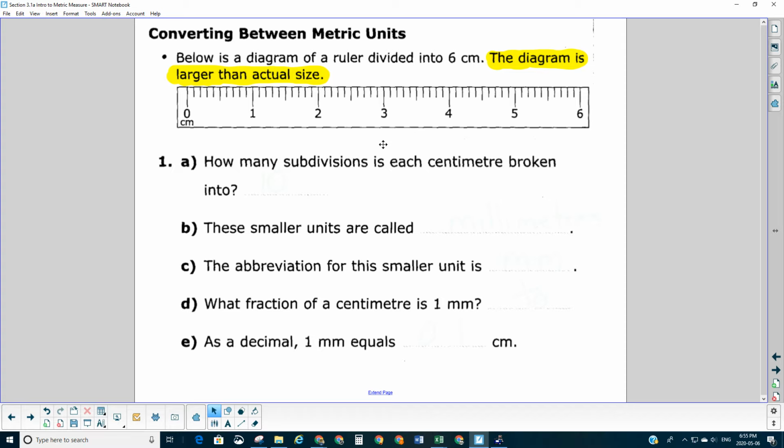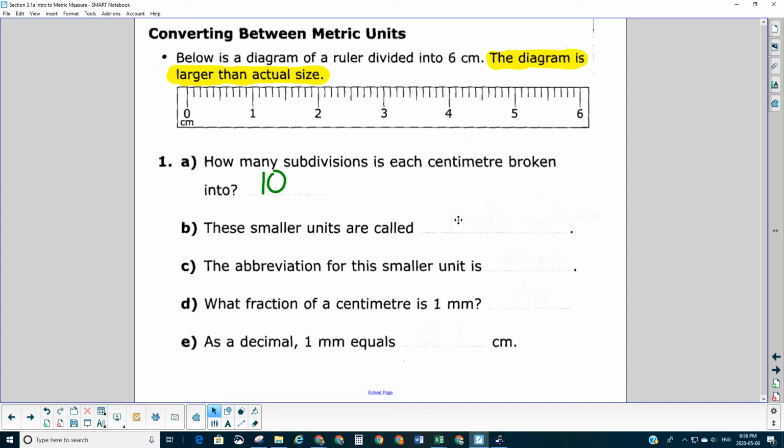All right, so it asks how many subdivisions each centimeter is broken into. So you see there's the unit right there, centimeters. So this is 1 centimeter, 2 centimeters, 3 centimeters. So how many divisions is it broken into? We can see the little ticks in each centimeter, and we can count them. So there's 1 tick, 2, 3, 4, 5, 6, 7, 8, 9, 10. So each centimeter is broken up into 10 subdivisions.